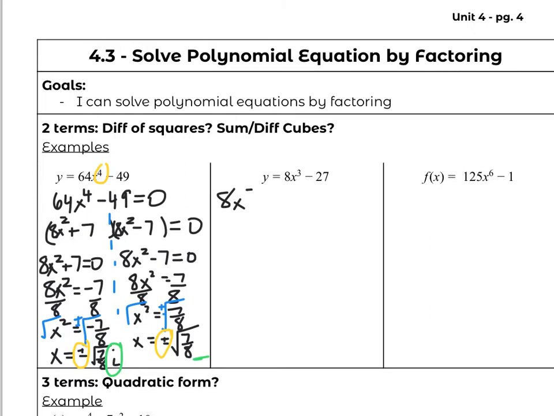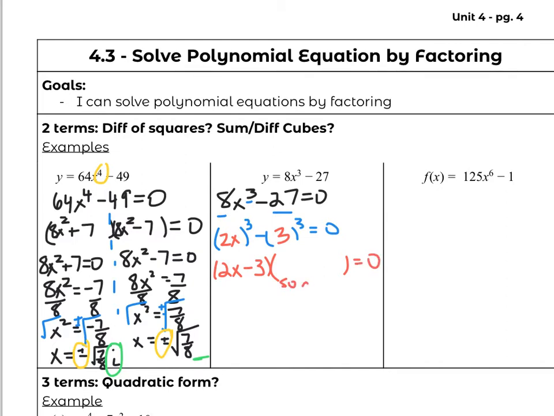First step, set it equal to 0. And I notice that all my numbers are perfect cubes and my exponent is divisible by 3. So that means I am going to do SOMOS. So what cubed is 8x cubed? That would be 2x. What cubed is 27? 3. So that's 2x minus 3.